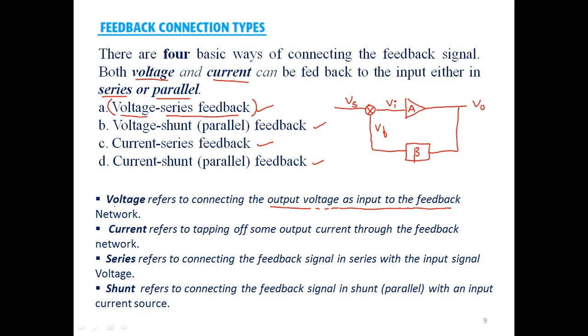So now what does the term voltage mean? The voltage refers to connecting the output voltage. So what's the output voltage here? V0. V0 as input to the feedback network. So V0 is being fed to the feedback network. So that's our amplifier and this is our feedback block. So output V0 is in turn being fed as input to the feedback network.